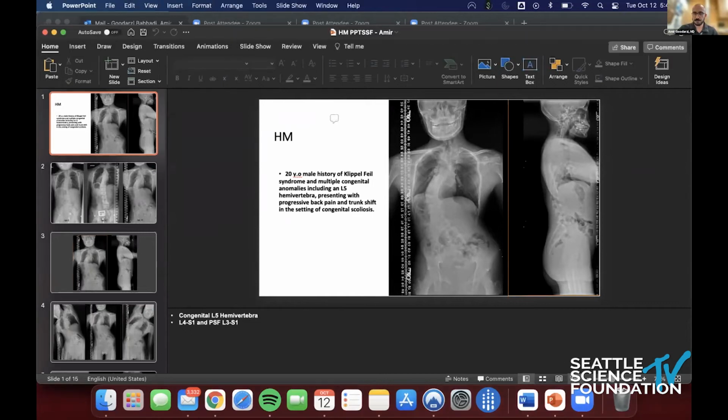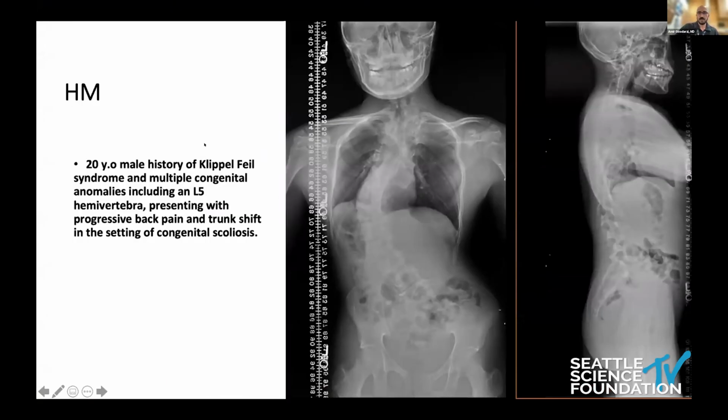Thanks, Dr. Bervin. So today I'm going to be presenting a case on one of the bad actors that Dr. Metz was discussing, and that's a lumbosacral hemivertebra. This is a 20-year-old male with history of Klippel-Feil syndrome and multiple congenital anomalies, including an L5 hemivertebra, who presented to our clinic with progressive back pain and truncal shift in the setting of a congenital scoliosis.